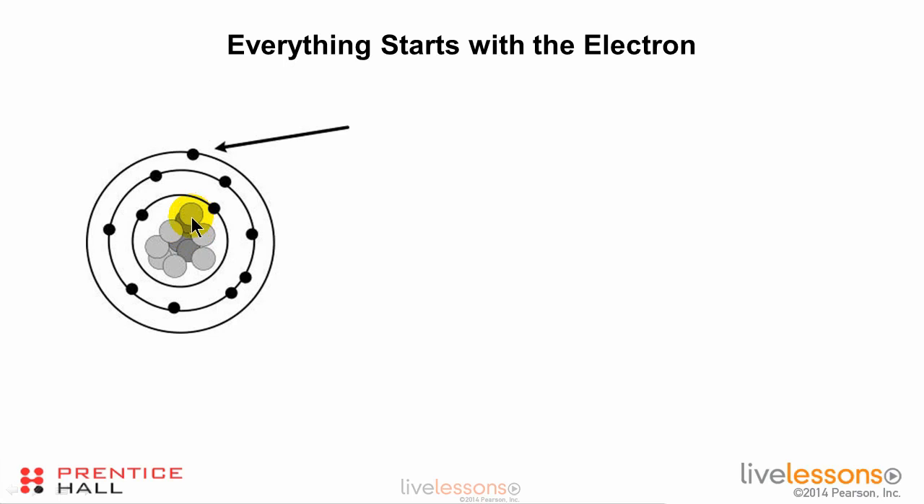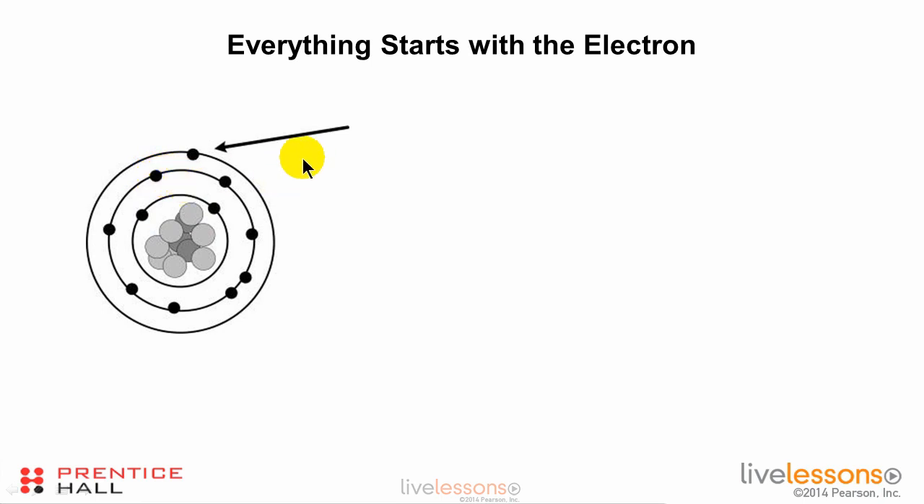So the first element with 1 proton and 1 electron is hydrogen. The second element with 2 protons and 2 electrons is helium. That fills this energy shell. The next element with 3 protons and 3 electrons is lithium. And then in lithium, that third electron would have to occupy the next energy shell out.